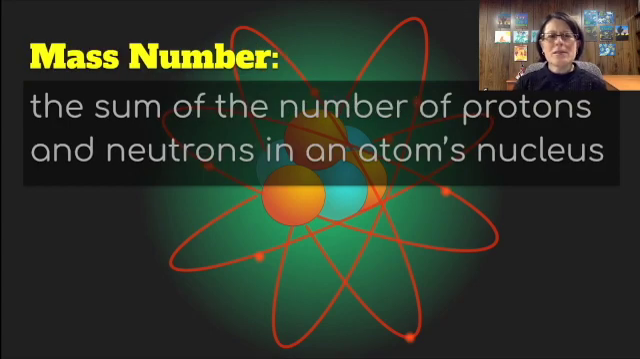The mass number is the sum of the number of protons and neutrons in an atom's nucleus. So we add the number of protons to the number of neutrons to get the mass number, where the atomic number is only the number of protons. And the atomic number also determines what the element is.